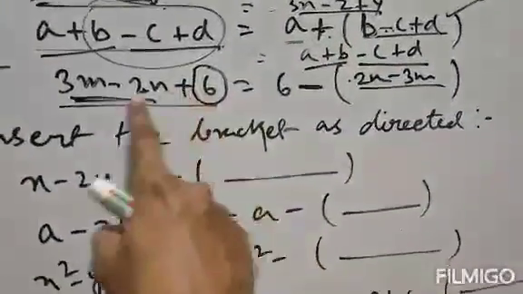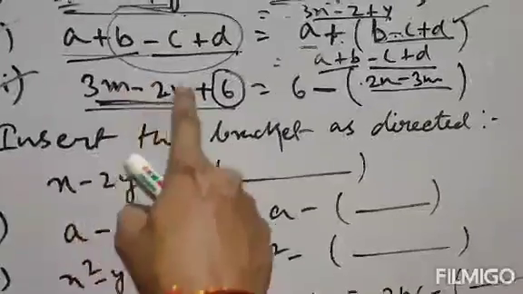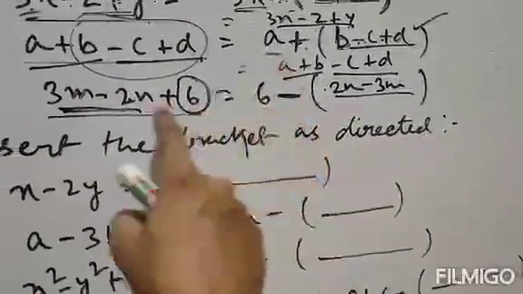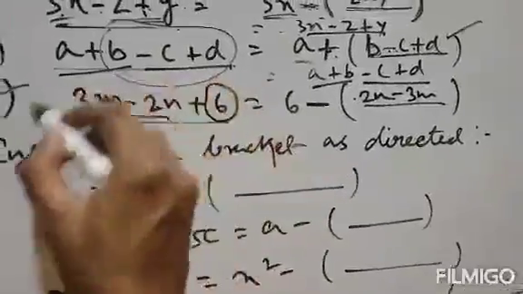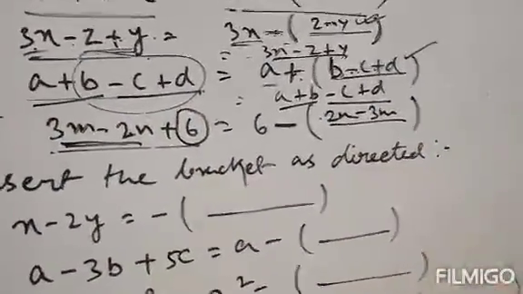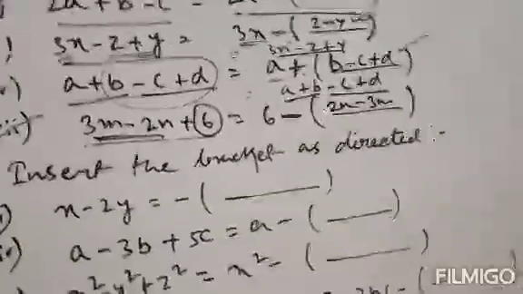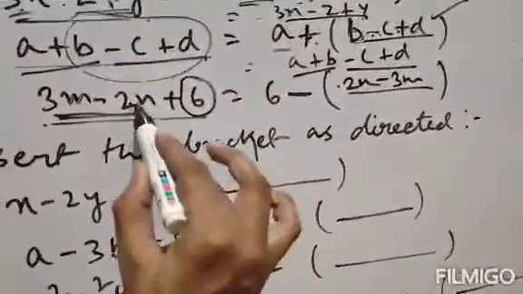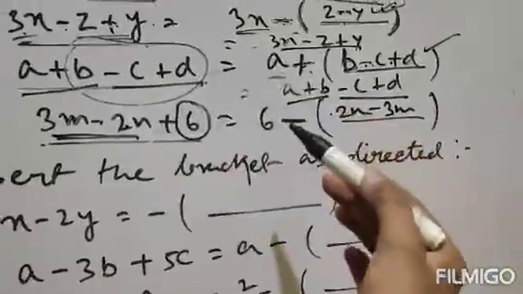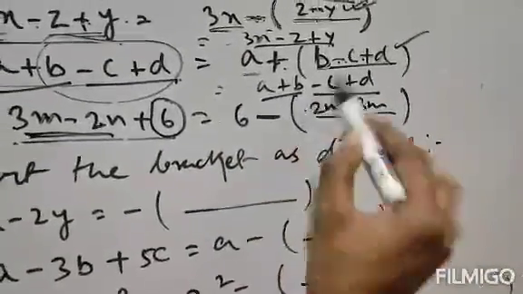So in this case, the left side portion is 3m minus 2n plus 6, and on the right side only 6 is given, with the minus sign. Therefore the 3m minus 2n term is missing here. So we will put 3m minus 2n, but the sign should be matched from both sides. The sign of 2n is negative, so here it will be positive, because the sign will get reversed because of this minus sign. So here 2n gets positive.